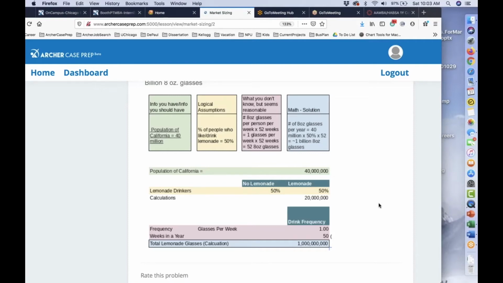But then where I went in a different direction from the solution was, to me, lemonade seems like a summer drink. And so I was just trying to make an assumption about that. I know that California has fair weather, but it still seemed like it might apply. So I said 3 months of summer, 1 glass a week. That's 12 glasses per lemonade drinker. So 240 million glasses. And then obviously 20 is way lower than that, but I just decided to choose the one that was closest. So that's why I chose 20 million.